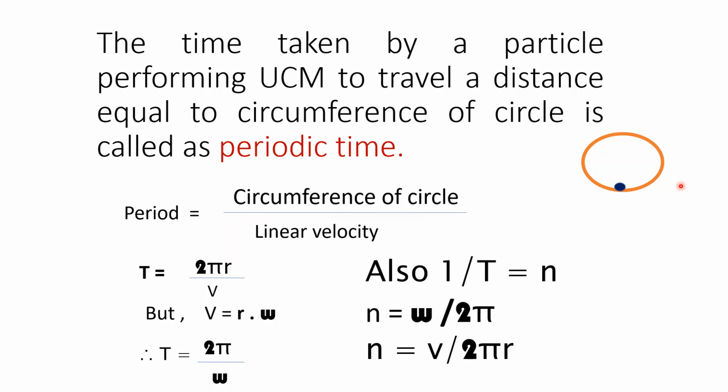And also we know that the reciprocal of periodic time is nothing but frequency. Here I use the letter small n for the frequency. You can write the frequency as f also. So frequency n is equal to omega upon 2 pi, or if you substitute the value of omega, that is v upon r, then we can write n is equal to v upon 2 pi r.